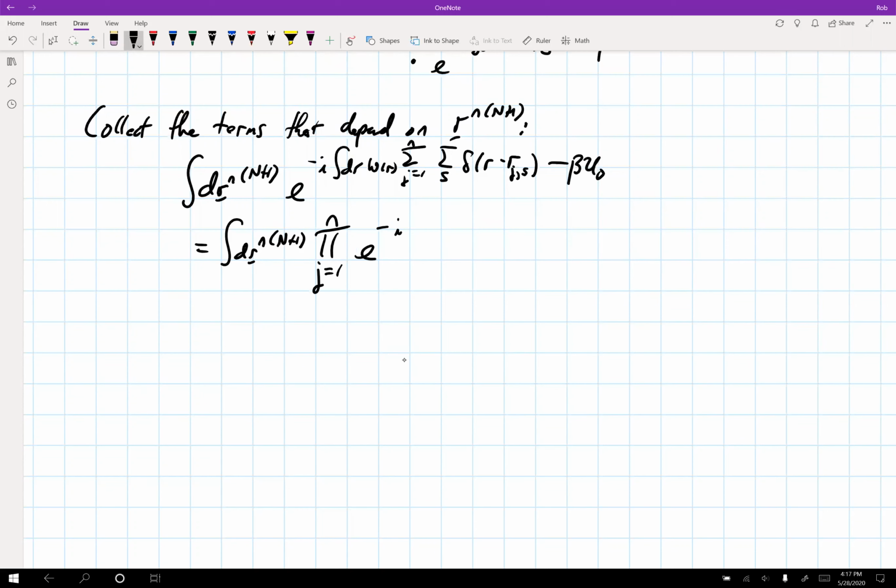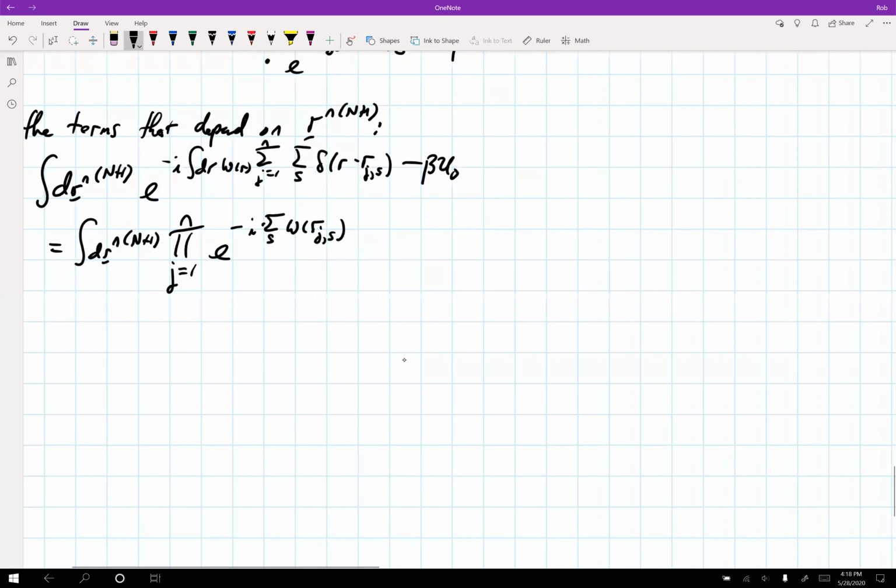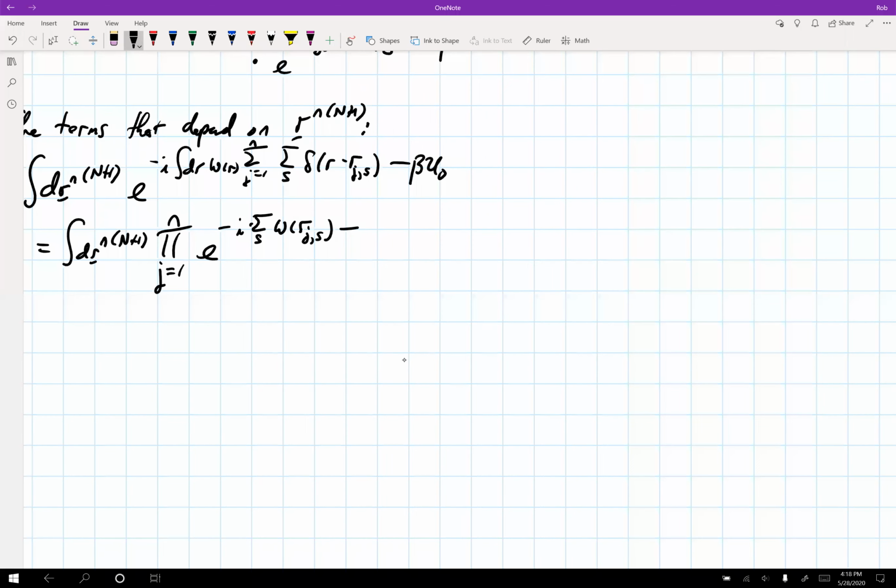We can also evaluate this integral over w multiplied by a delta function. So then that's just going to give us w evaluated at r_j. Oh, sorry, I forgot the sum. Sum over s, w of r_js. And then this is going to be still in the exponential. We have minus the sum over s, 3 over 2b squared, r_js minus r_js plus 1, all squared.